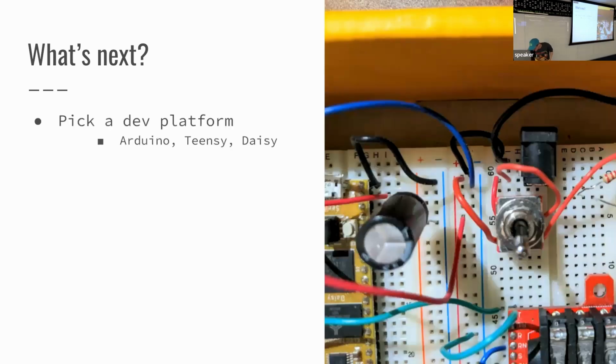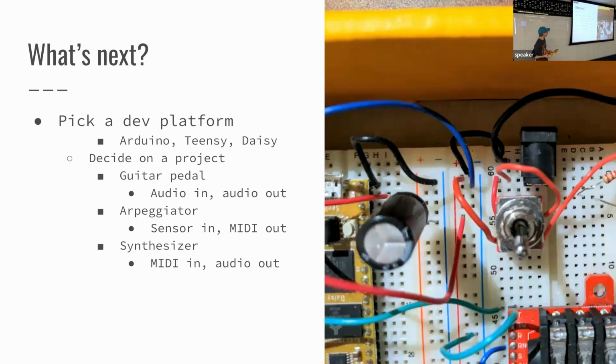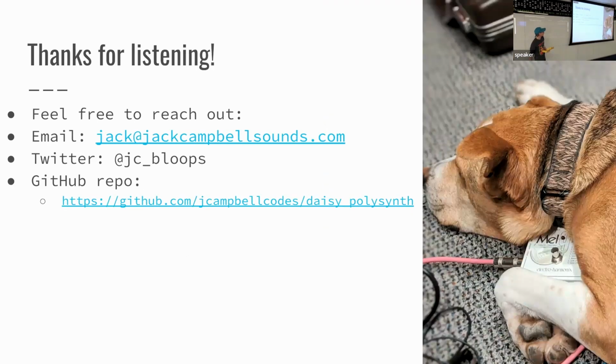And then you just pick what you're going to build, or you can use Arduino, Teensy. If you can do an audio thing, you might use, say, a guitar pedal, where you have guitar audio going in and audio coming out. An arpeggiator, you have some buttons that you press, and they produce MIDI. The synthesizer case that we're talking about, where you're inputting MIDI and getting audio out. The world is your oyster.